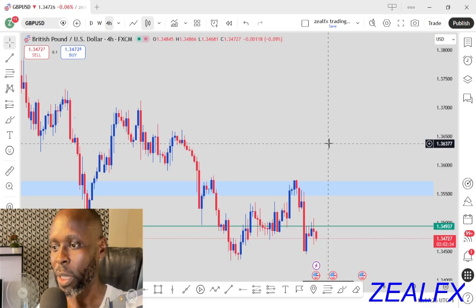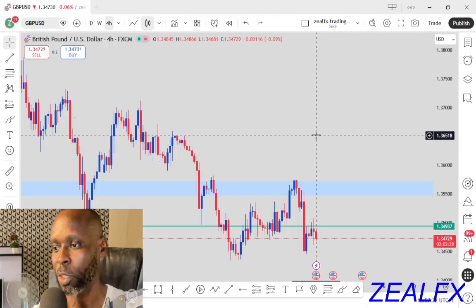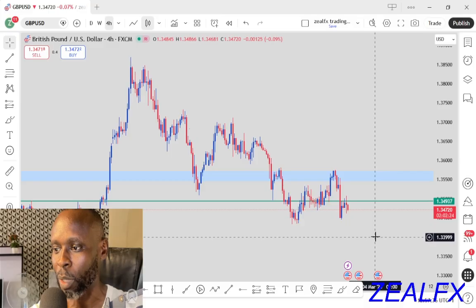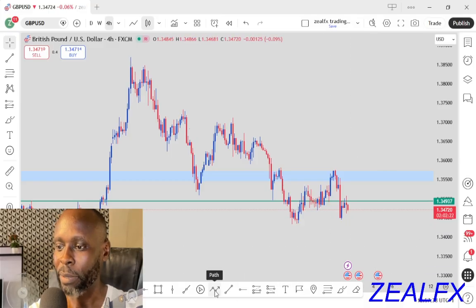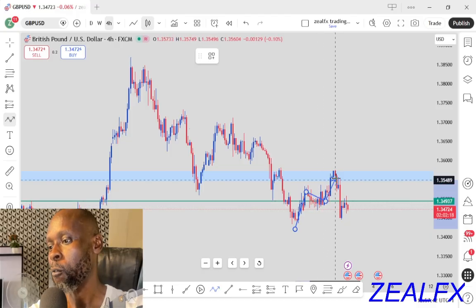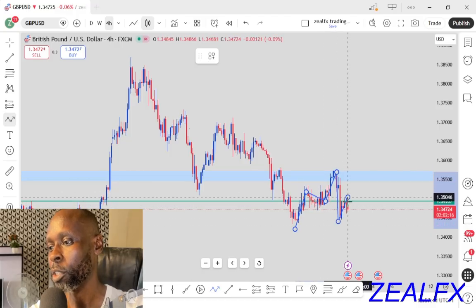So if you want to take this kind of trade, it's easy. You have to wait for the major level to break before taking advantage of this trade. So we were waiting for price to break the level, and price has truly broken this particular level. So what we expect now is more of a selling opportunity on the GBP/USD.